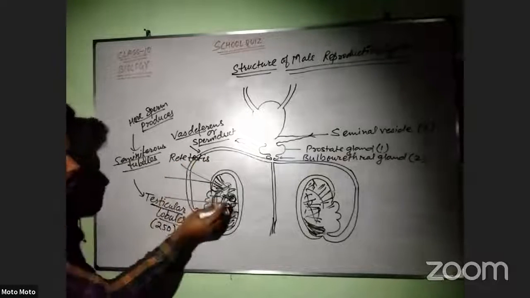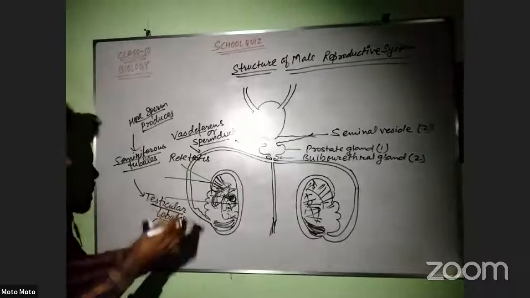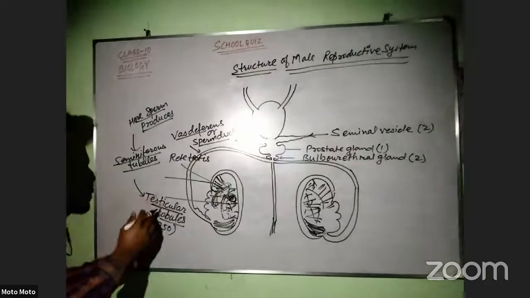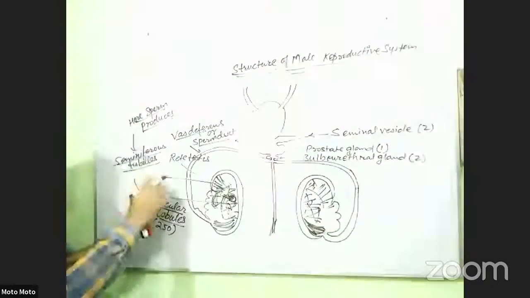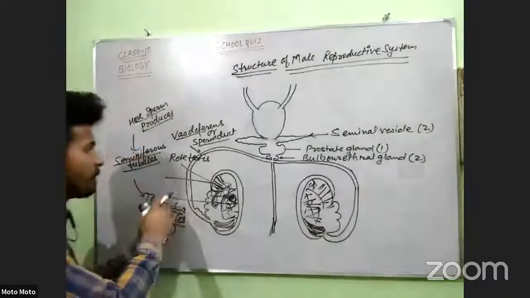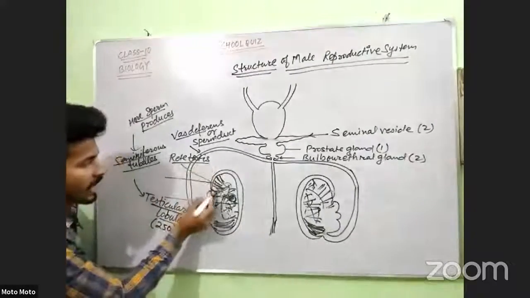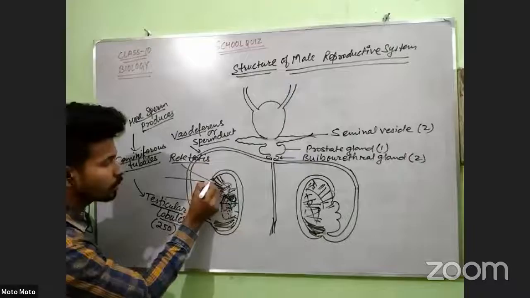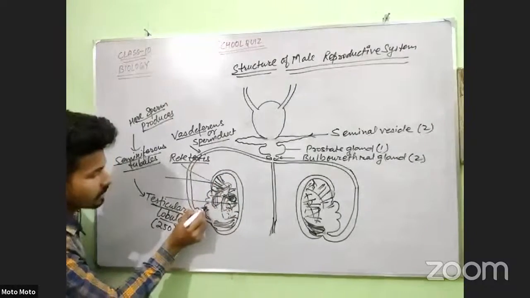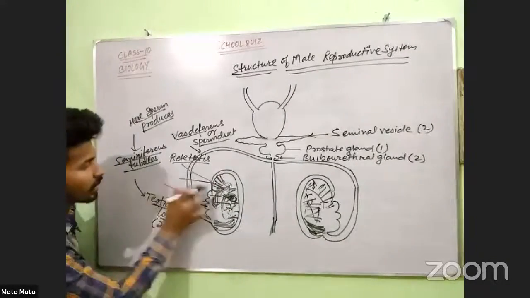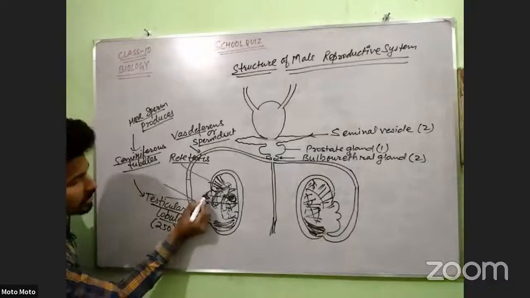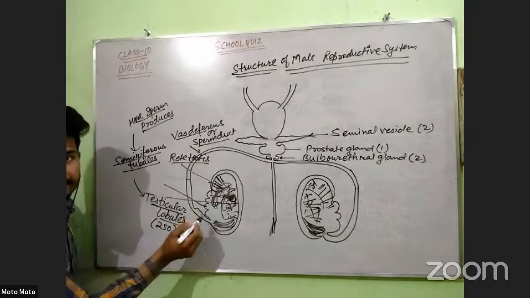Network of connection will be called the rete testis. I have talked about the testicular lobules, or we can say seminiferous tubules. After the seminiferous tubule, the duct will carry into the rete testis, and this rete testis will join to the epididymis. This folded structure, as you can see here, is visible to you.